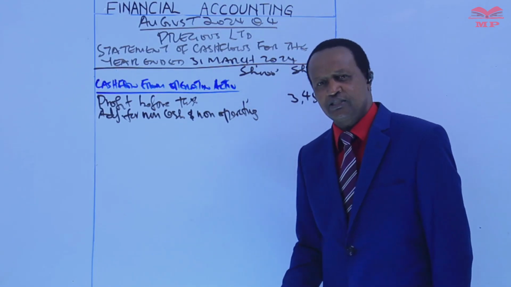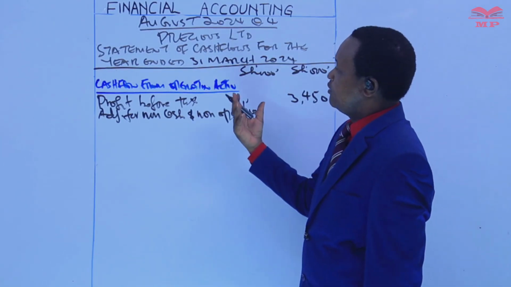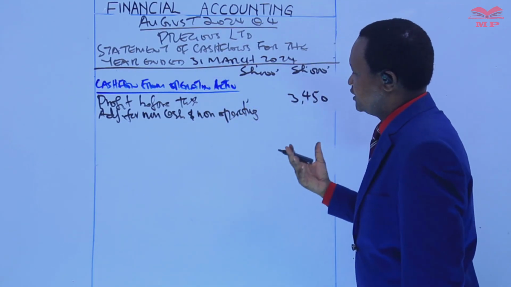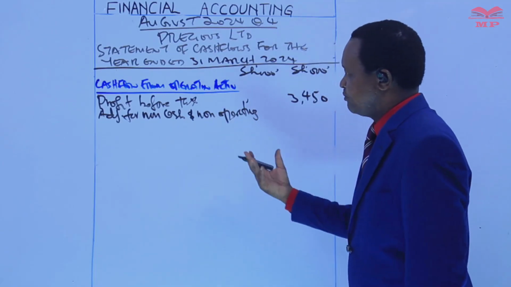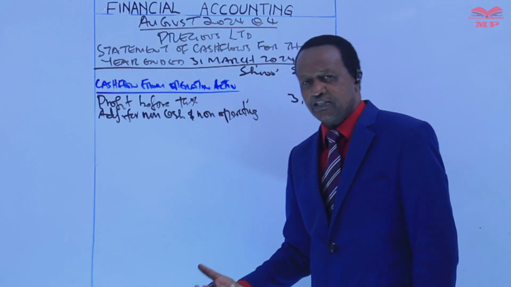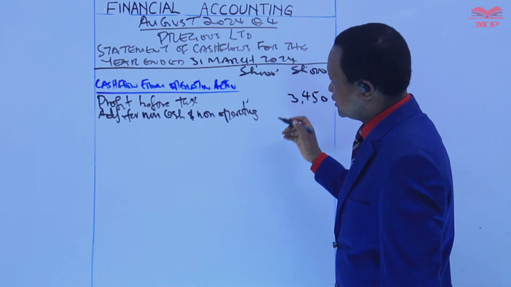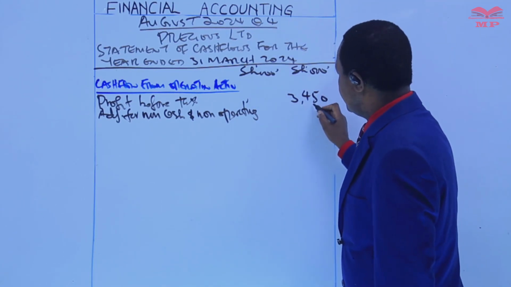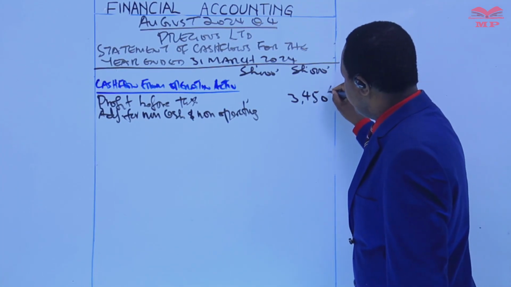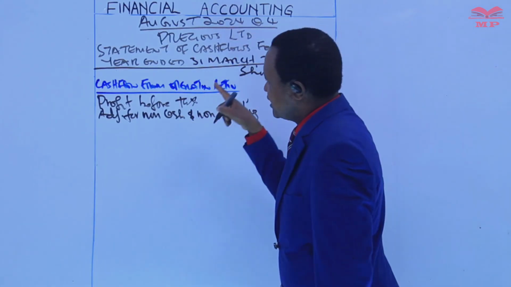Don't just memorize, candidates. Just get the understanding that these activities we are calling operating activities help the company to generate cash. So we have cash from operating activities, buying and selling of goods or services. The amount for this company is 3,450,000. Included in this 3,450,000, we have non-cash items.